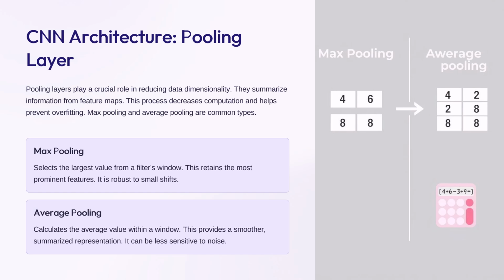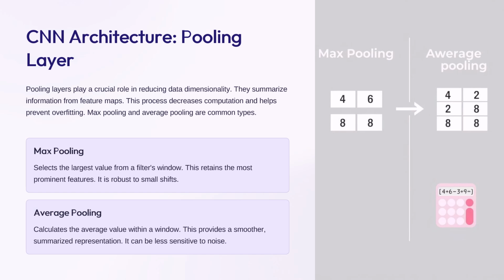Here we are seeing the pooling layers. There are mainly two types. First one is max pooling and second one is average pooling. Pooling layers play a crucial role in reducing data dimensionality. They summarize information from feature maps. This process decreases computation and helps prevent overfitting. Max pooling and average pooling are the common types.